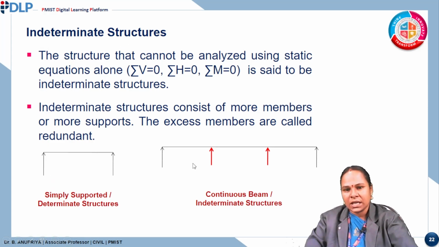For example, let us take these two pictures. This is a simply supported beam. We can assume this span length as 2 meters. For a 2 meter span, these two supports will be enough, and the bending will be resisted. So the section will be safe.